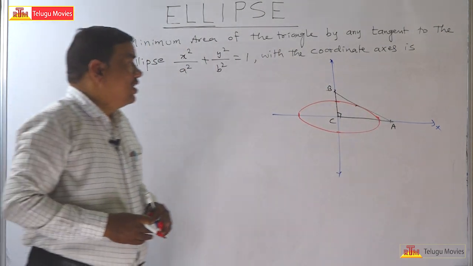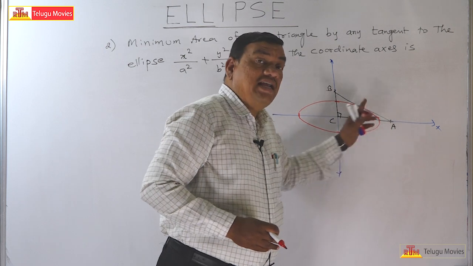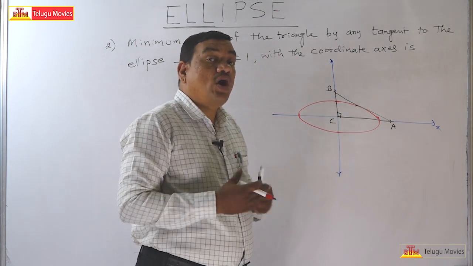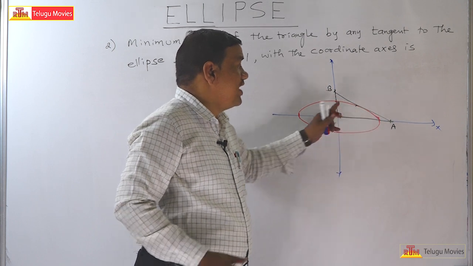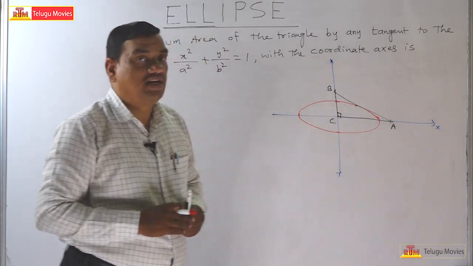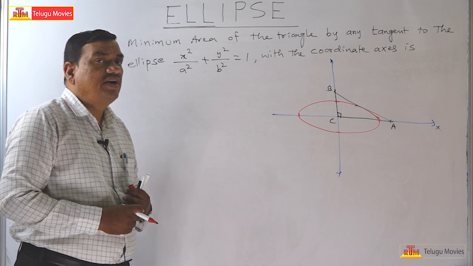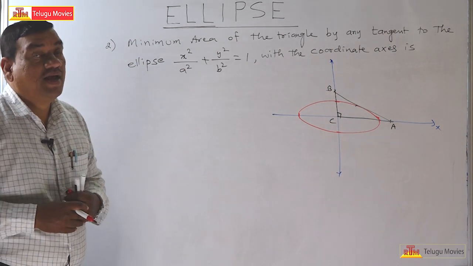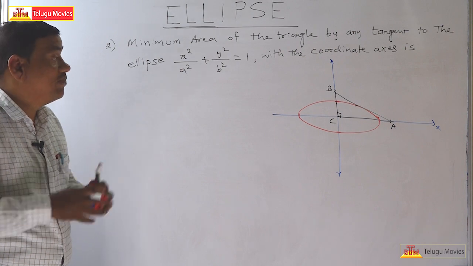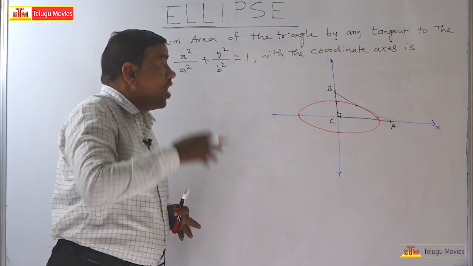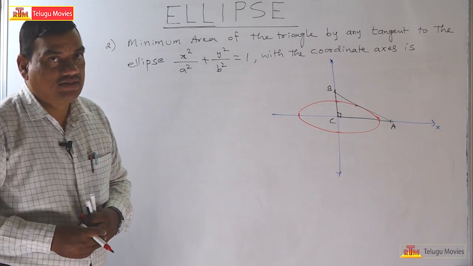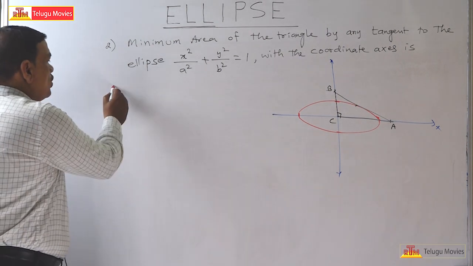That means the triangle will be a variable triangle. Why? Because this depends upon the point where you have taken. If you take different points, you will get different triangles, and automatically different areas. Now, he has asked to find out the minimum area of the triangle formed by a tangent with the coordinate axes. Okay, now let us see the solution here.